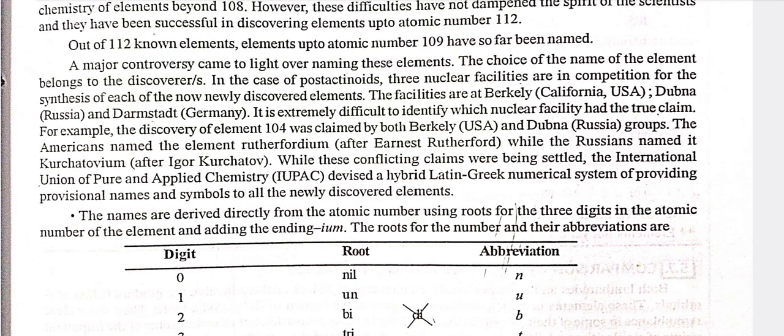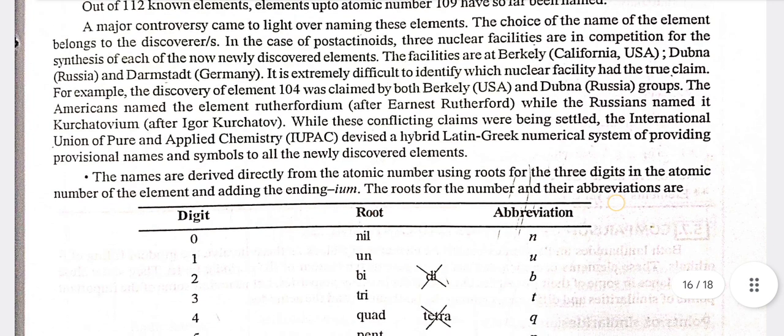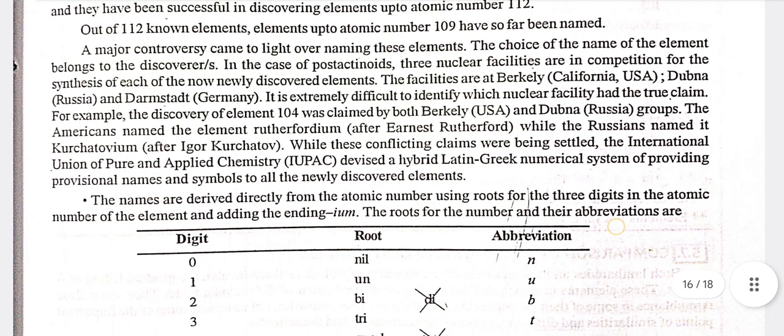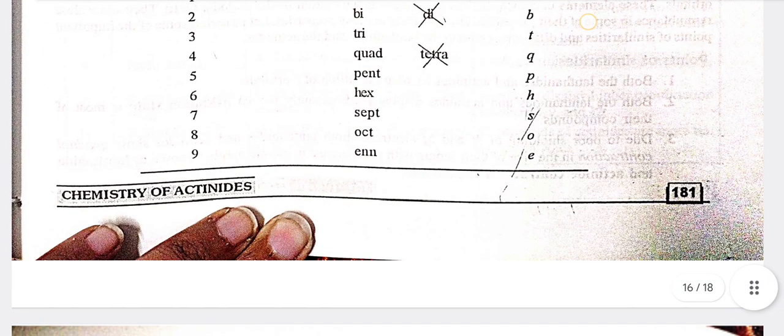A major controversy came to light over naming these elements. The choice of the name of the element belongs to the discoverer. In case of post-actinoids, three nuclear facilities are in competition for the synthesis of each of the newly discovered elements. The facilities are at Berkeley, Dubna, and Darmstadt. It is extremely difficult to identify which nuclear facility has the true claim.